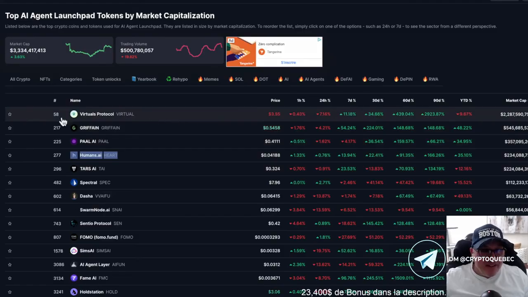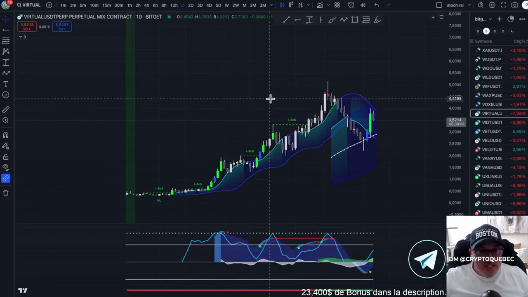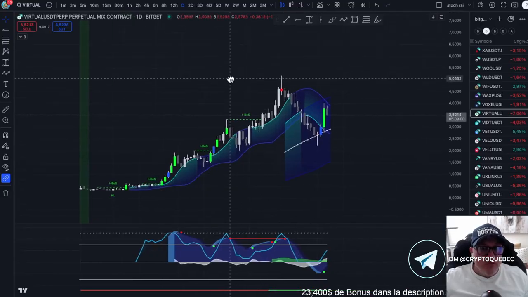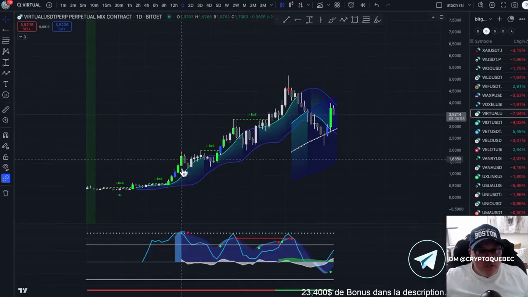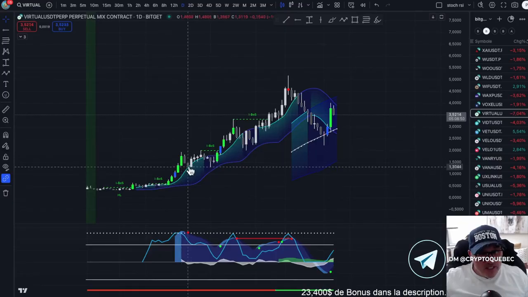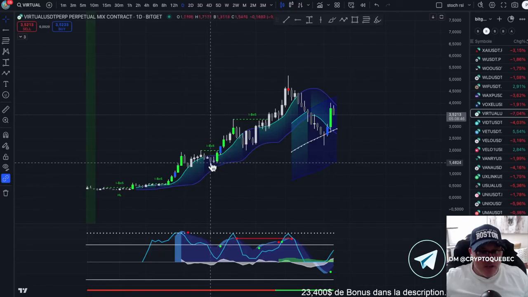inVirtual is in the top tier of agents, launchers, launch pads. inVirtual is #1 with a market cap of 2.2 million, which is absolutely insane. Let's dive into analyzing inVirtual. So today, we are going to analyze it and really see on the chart where it's headed for this upcoming bull run. What you're seeing here are the inVirtual charts.